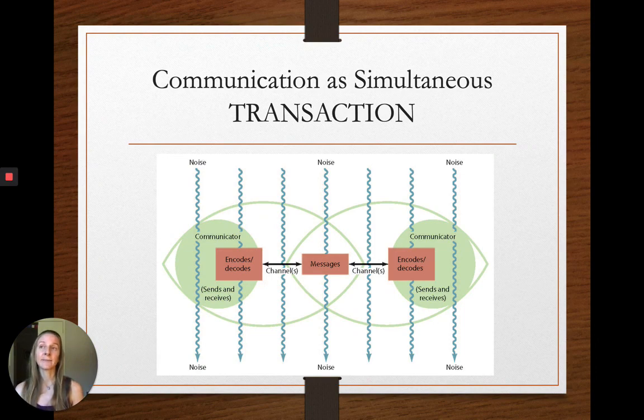So it's not about you waiting for your turn to speak. You are processing information. When we're face to face, you're giving nonverbal cues back to the person who's talking, and they're giving nonverbal cues to you while you're talking.